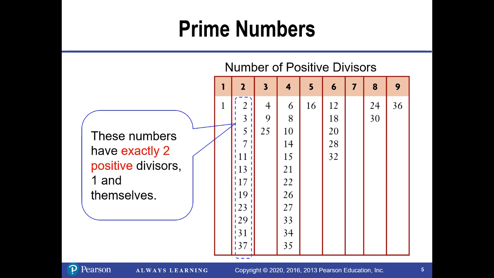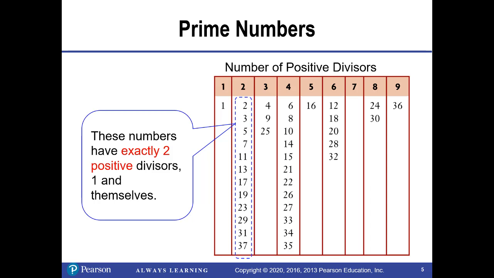A prime number is a number that has only two divisors or only two factors that are positive. We aren't concerned with anything that's negative for these. We're only dealing with natural numbers. So the numbers that you see in this box that are in the grid, 2, 3, 5, 7, 11, 13, and so on, these are considered prime numbers. A prime number has exactly two positive divisors, 1 and the number itself.